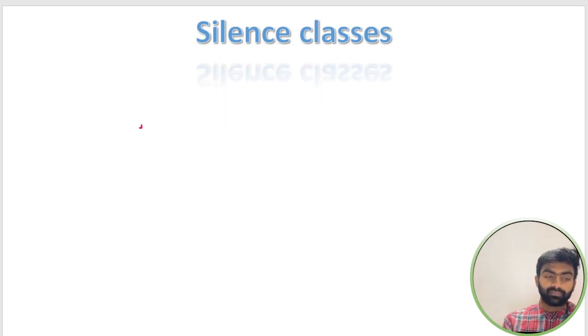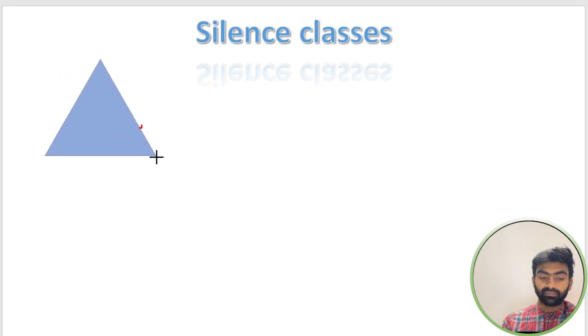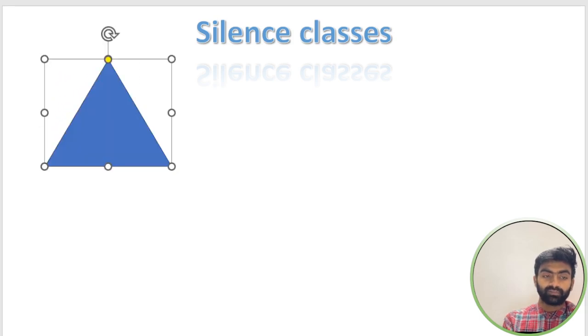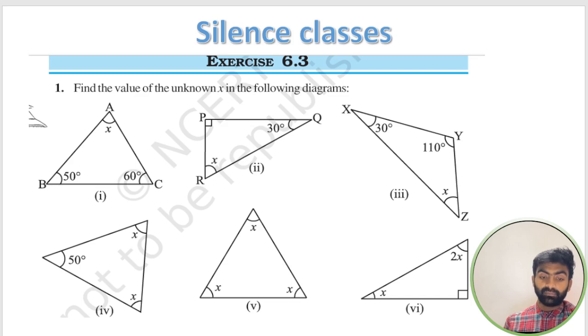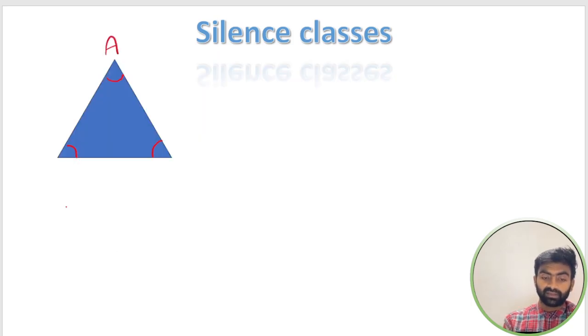Let's draw one diagram and find it out. The diagram is like this. This angle, this angle and this angle are given. Angle A, angle B and angle C. Angle B is 50 degrees and angle C is 60 degrees. This one is 50 degrees and this one is 60 degrees, and this one we have to find out. So by using the same formula, the angle sum property, we can write it down.